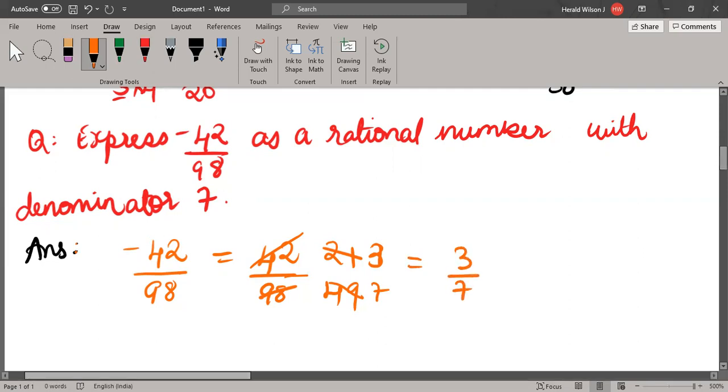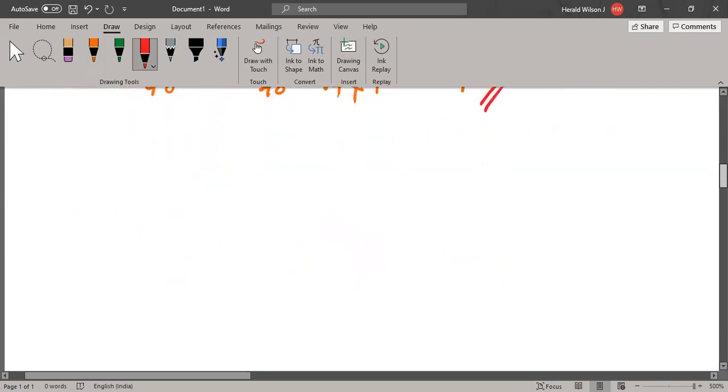Clear? Now I'll come to the sign part. Now let me add the sign for you. Minus 42, minus 21 and here minus 3. So this will be minus 3 by 7. Understood? Easy. Do you find all of these questions easy? Good. I hope you found it easy.